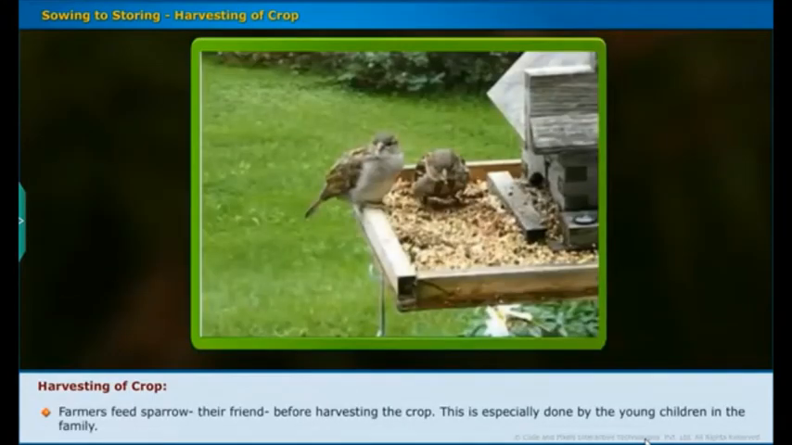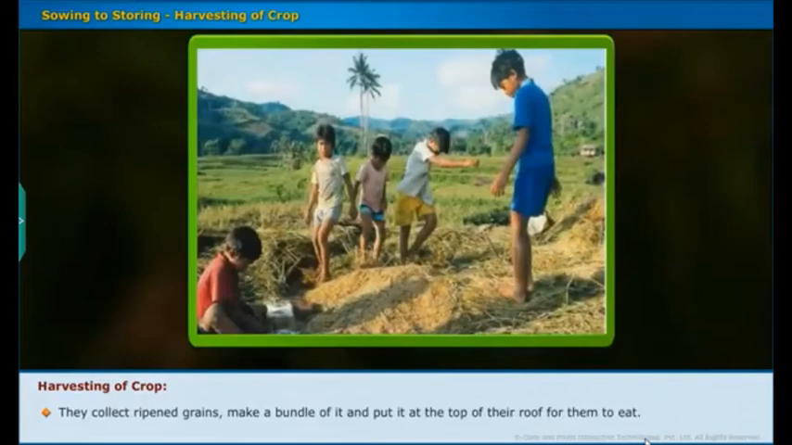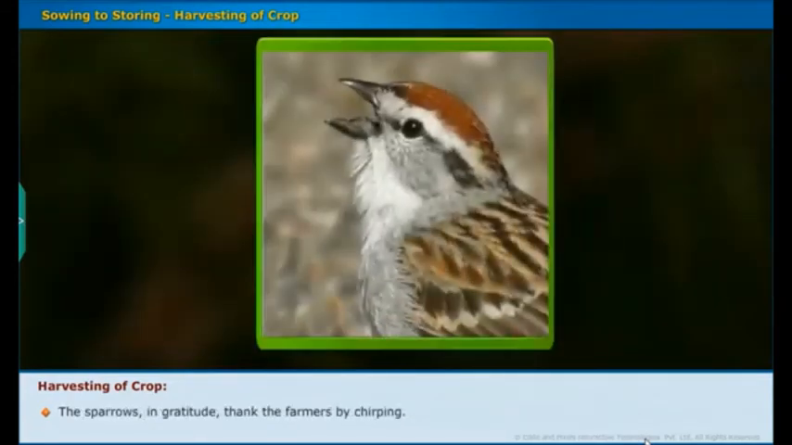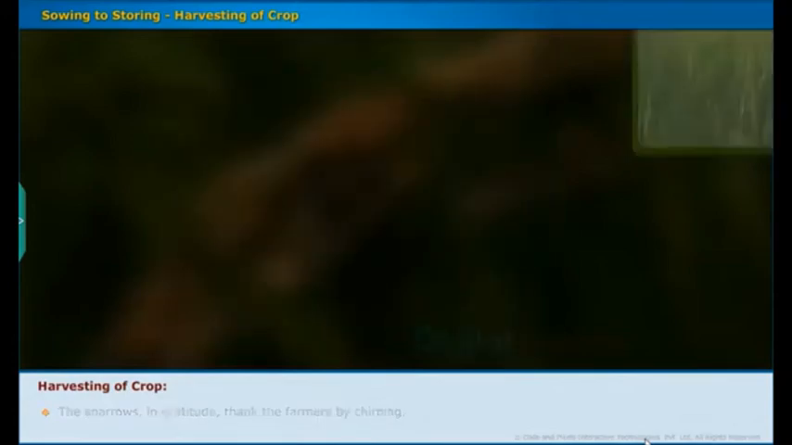Farmers feed sparrow, their friend, before harvesting the crop. This is especially done by the young children in the family. They collect ripened grains, make a bundle of it, and put it at the top of their roof for them to eat. The sparrows, in gratitude, thank the farmers by chirping.